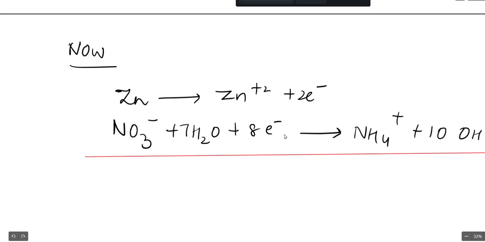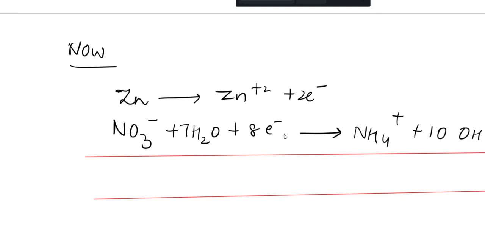Let us see how many electrons, how many I can cancel it out. This is like this. Now, when I take the first case, here how many electrons are there? 8. Correct? Here how many electrons are there? 2. So if I multiply this reaction with 4, electrons will get cancelled, isn't it? Now let us write.